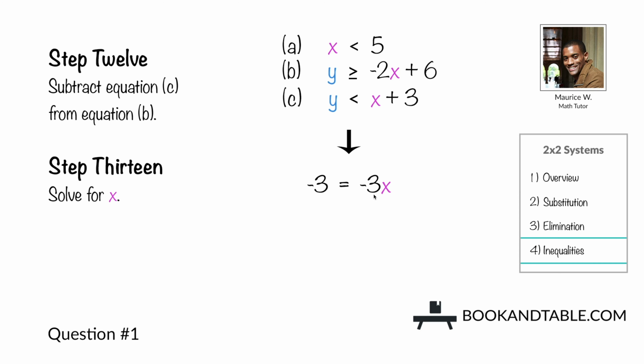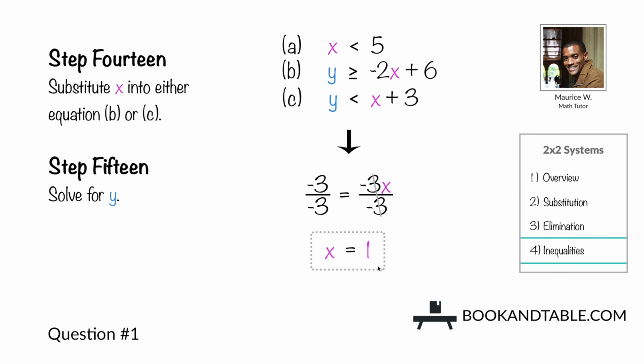And to get rid of the coefficient negative 3, we'll divide both sides by negative 3, giving us x is equal to negative 3 divided by negative 3, which is 1. And now that we know x, we can substitute x into either B or C. We're trying to find the vertex of BC, so we plug it back into either one of these. And then step 15 will allow us to solve for y.